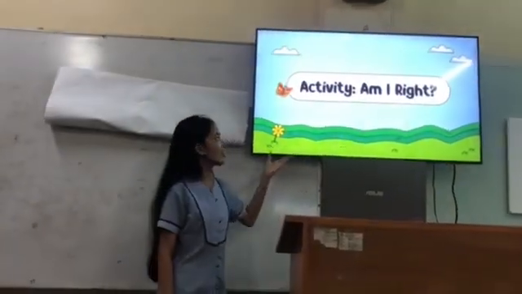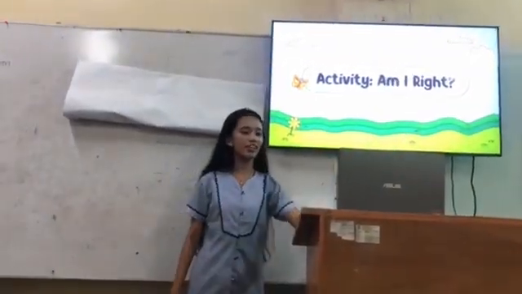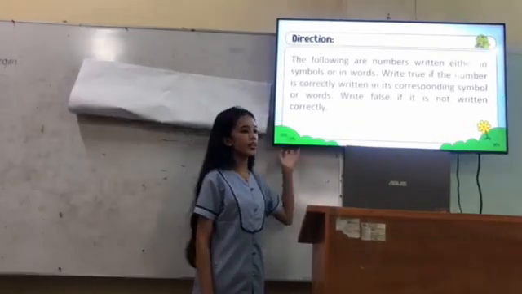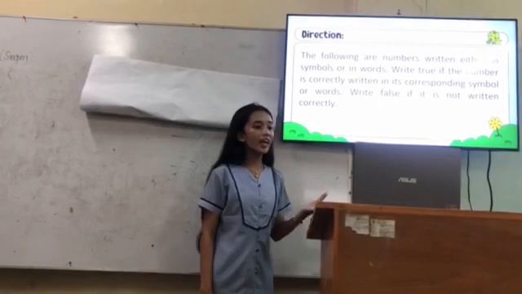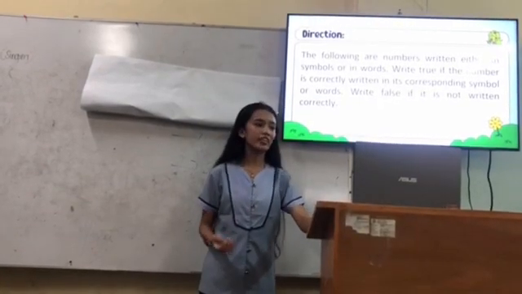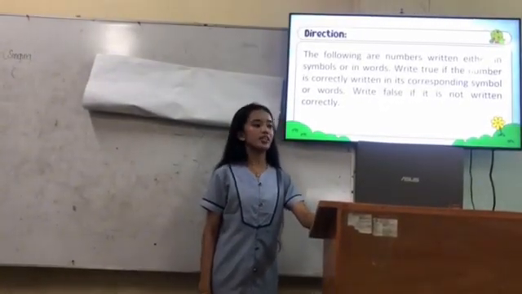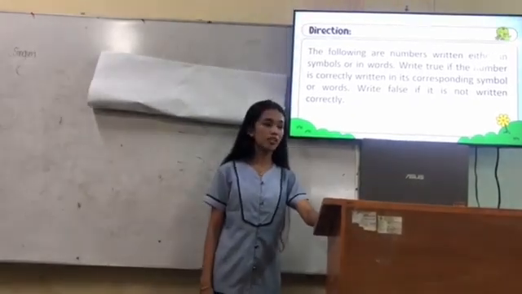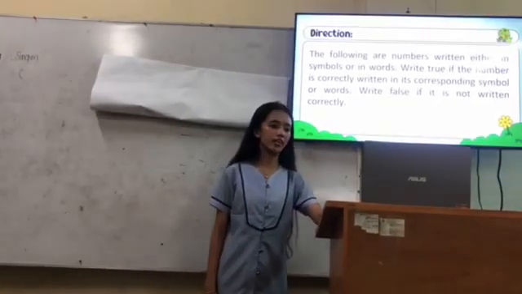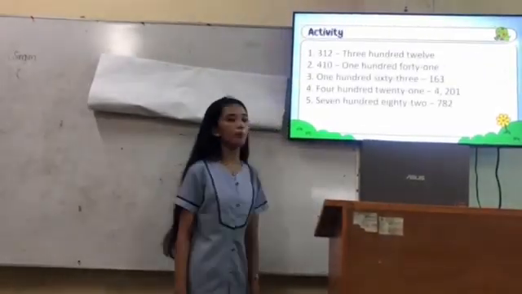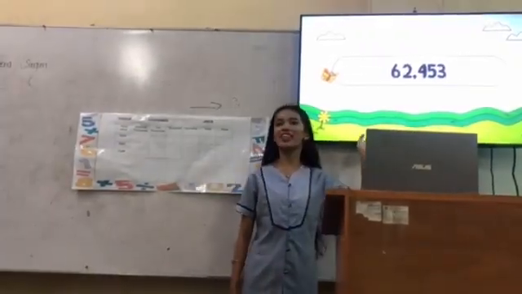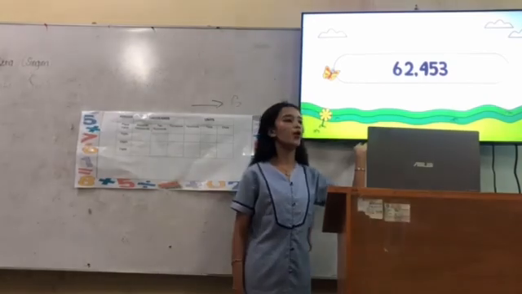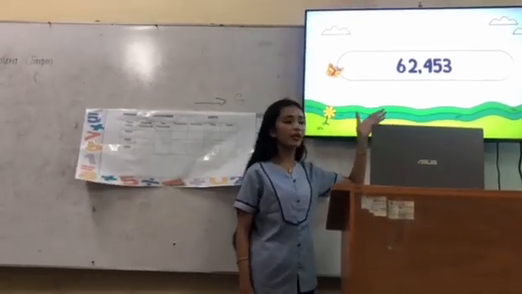The activity is entitled Am I Correct? For the direction, the following are numbers written either in symbols or in words. Write true if the number is correctly written in its corresponding symbol or words, and write false if it's not written correctly. Here's your activity. You may now start. Okay, we have here a number. Will you please read it, class?